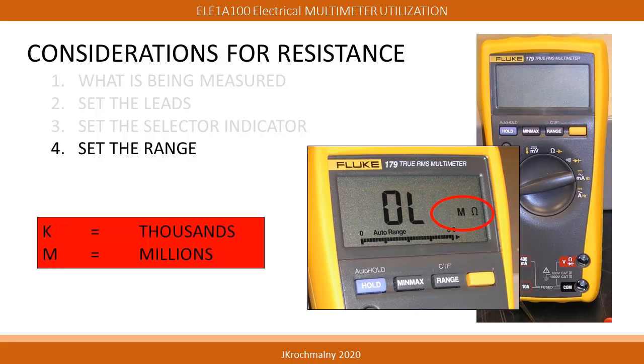Quality meters will usually have their display having additional information for users. Here we see the Greek letter omega indicating the resistance measurement. The capital M is an indicator that the value is in millions. If there were a capital K, the value would be in thousands.